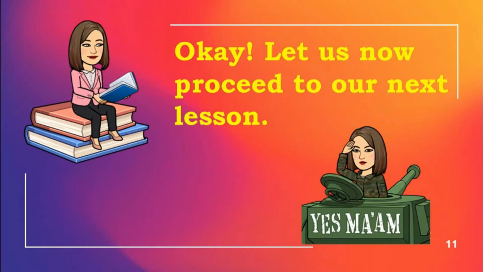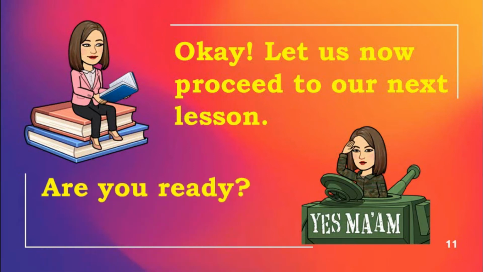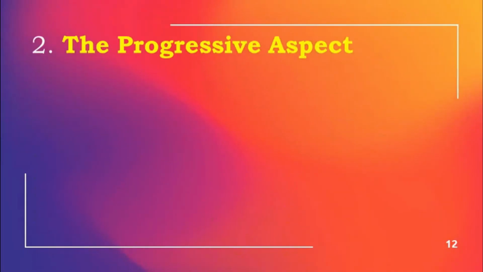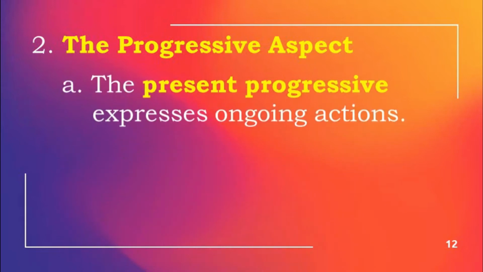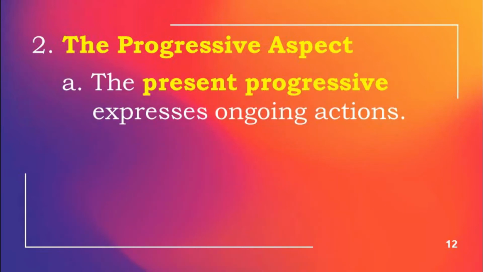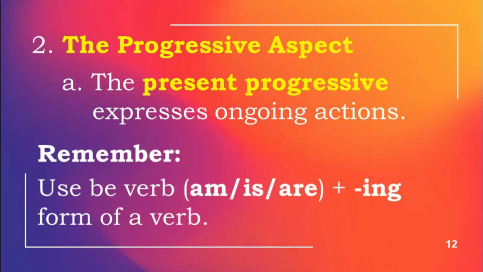Okay, let us now proceed to our next lesson. Are you ready? We will discuss the progressive aspect. Under progressive aspect, we have the present progressive. Expresses ongoing actions. Remember, use be verb, am, is, are, plus ing form of a verb.